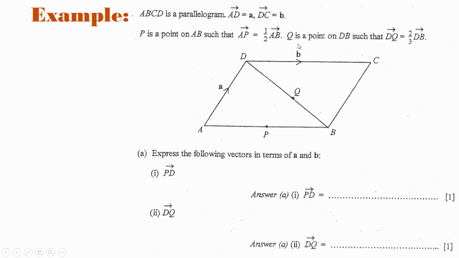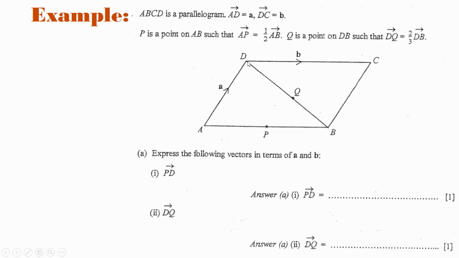Q is a point on DB such that DQ is 2/3 of DB. So meaning that from here to here is 2/3 of the way along this whole thing here. So yeah, cool. Let's move on.